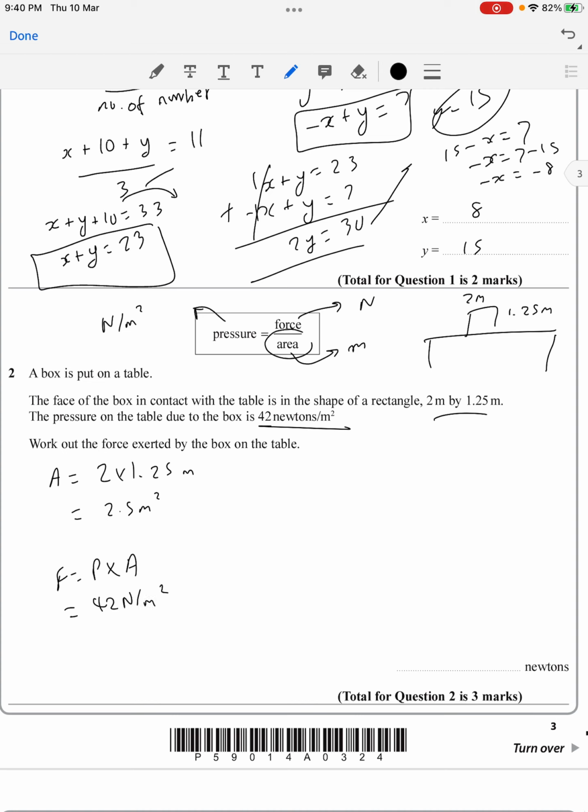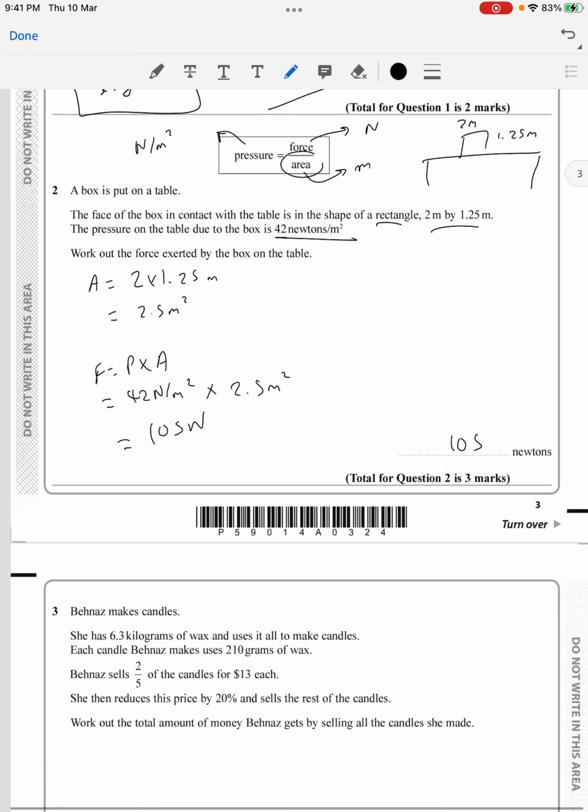Per meter square multiplied by the area which we found of the face of the box in the shape of a rectangle. You just multiply these two values and you should get approximately 105 newtons. Just type it down in the calculator, you'll get it easily. Because this was a rectangle, we do length multiplied by the breadth. So let's move on to the next question.